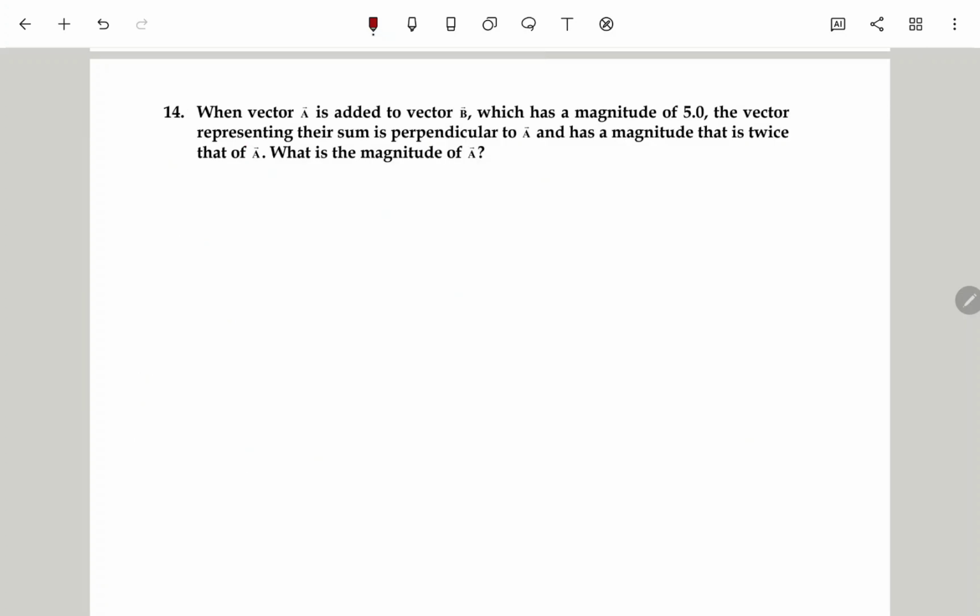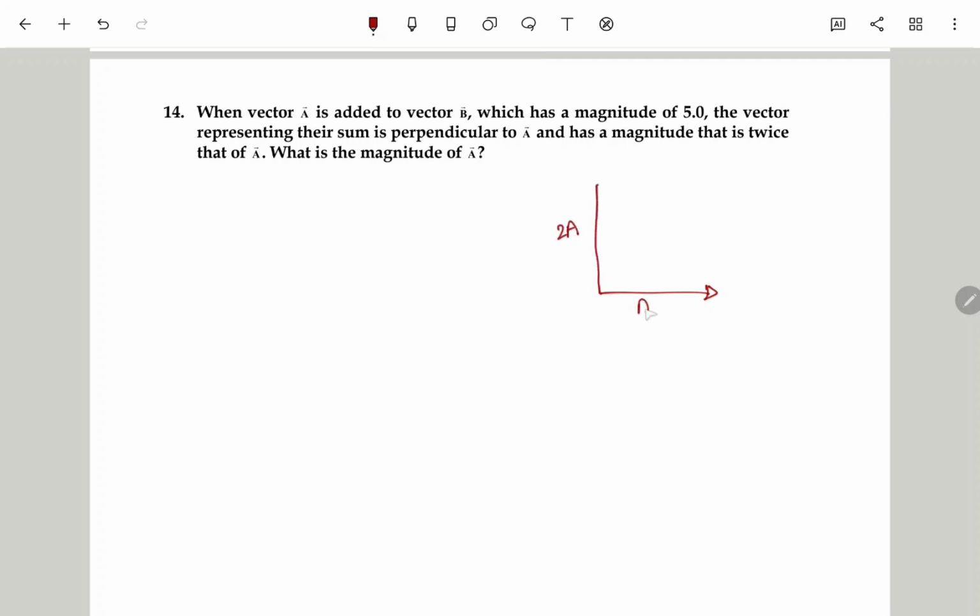When vector A is added to vector B, which has a magnitude of 5, the vector representing their sum is perpendicular to A and has a magnitude that is twice that of A. What is the magnitude of vector A? Now let's just represent the question here. Now this is vector A. The resultant vector is perpendicular to A with magnitude 2A.